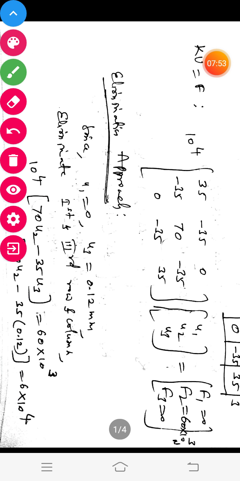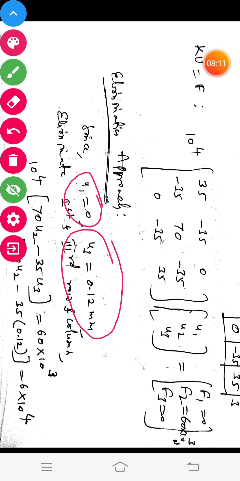Now using the elimination approach, we'll solve these 3 equations from the overall equilibrium equation. The elimination approach says, since the boundary conditions are U1 is equal to 0 and U3, the maximum displacement at node 3, is 0.12 mm. These are the 2 boundary conditions which are known to us.